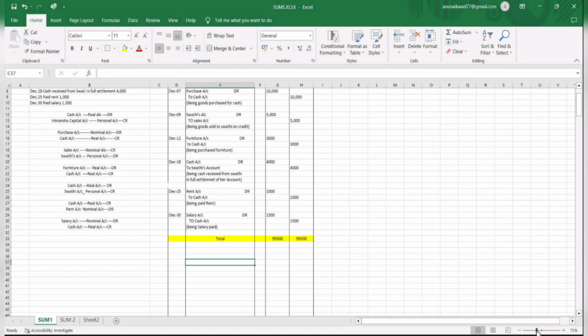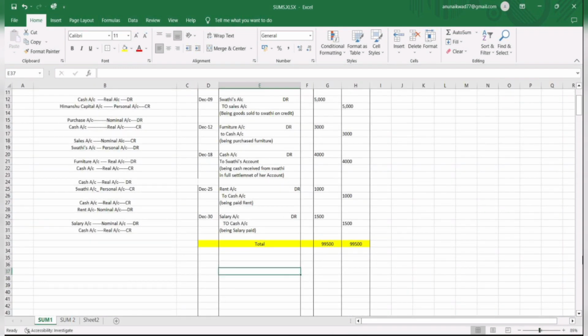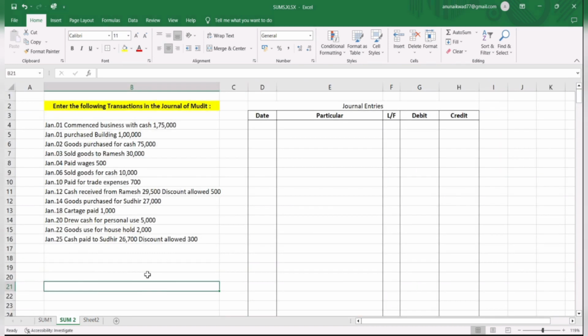So this is the solution to our journal entries. So let's look into our second question. Let's read out the question first.